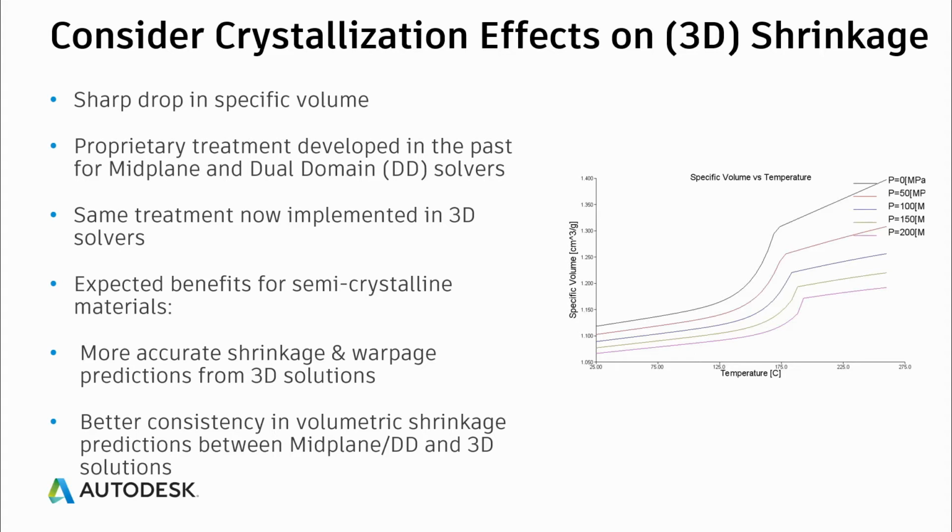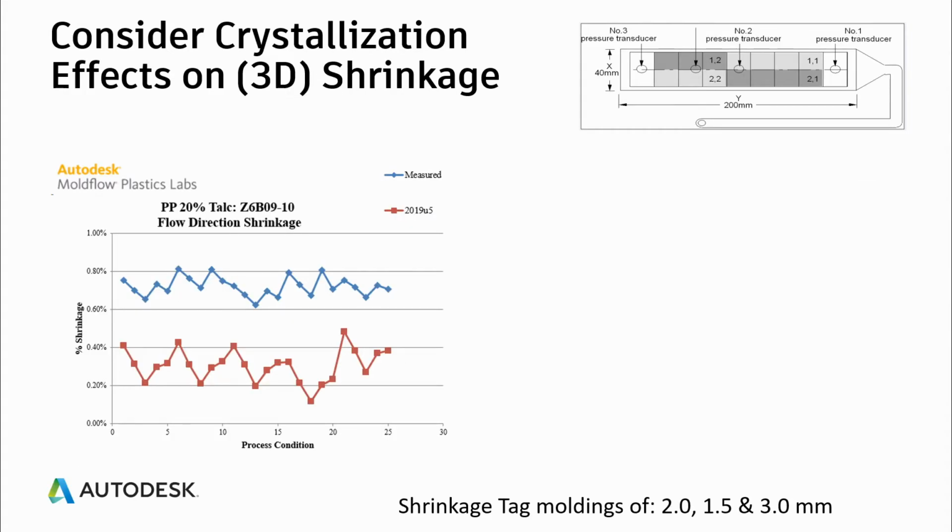I'm going to now show you a comparison of these predictions to measured shrinkage outcomes on the shrinkage molding tags that we mold in our laboratory. These are actually the plaques that we mold to take our shrinkage measurements to develop our CRIMS coefficients for midplane and dual domain. But here in this example, I'm just using that original molding data as a validation for our 3D prediction. There's no correction being performed using the shrinkage data.